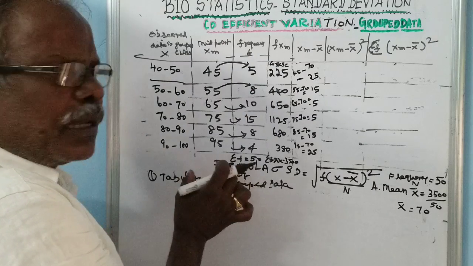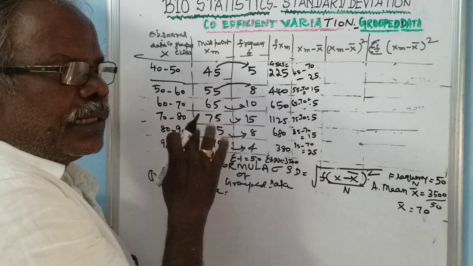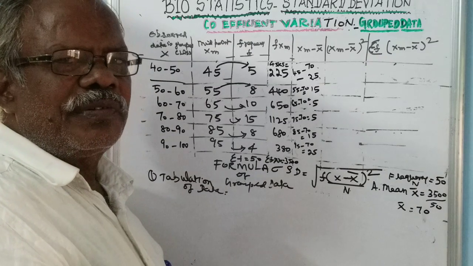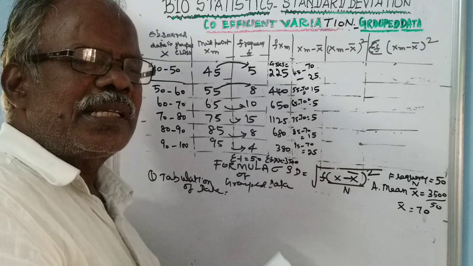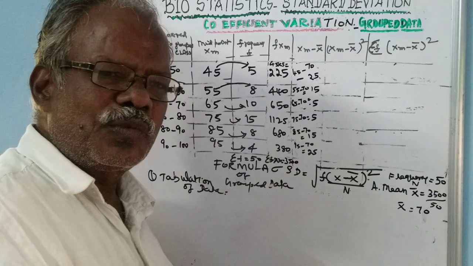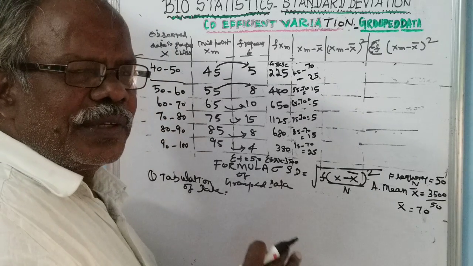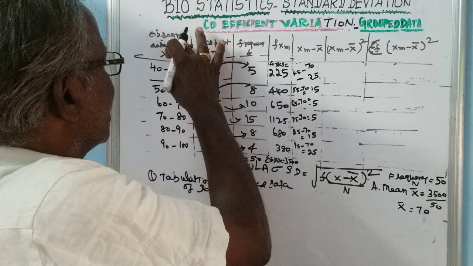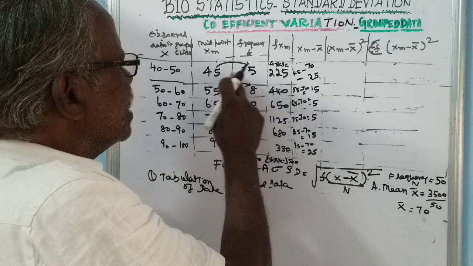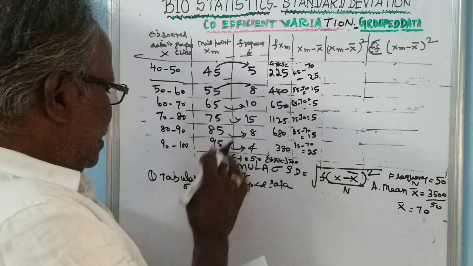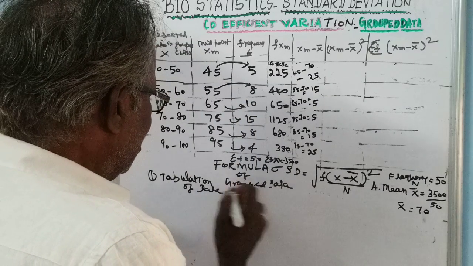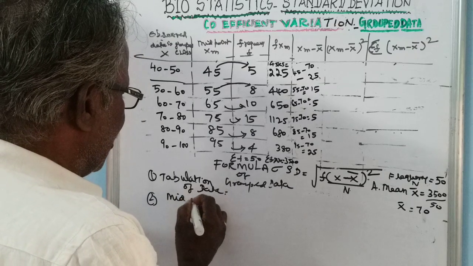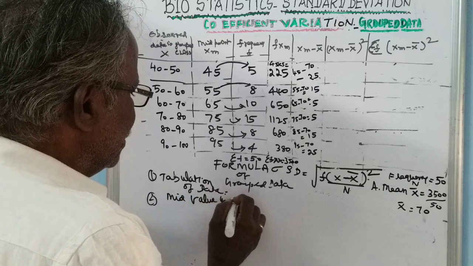Second thing, the midpoint of this one, because it is not a single value, it varies from 41 to 50. So we want to take a point. Since it is ranging from 41 to 50, we have taken the mid value as the value of the observed data. So that is coming to 45, 55, like that. The tabulation of the group data. Then second point, the mid value is to be taken, the mid value of the grouped data.